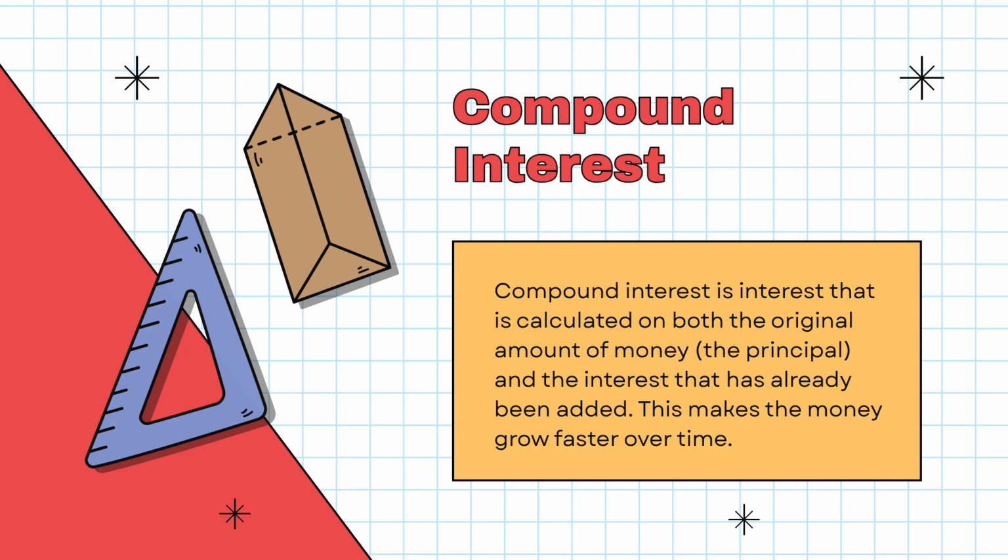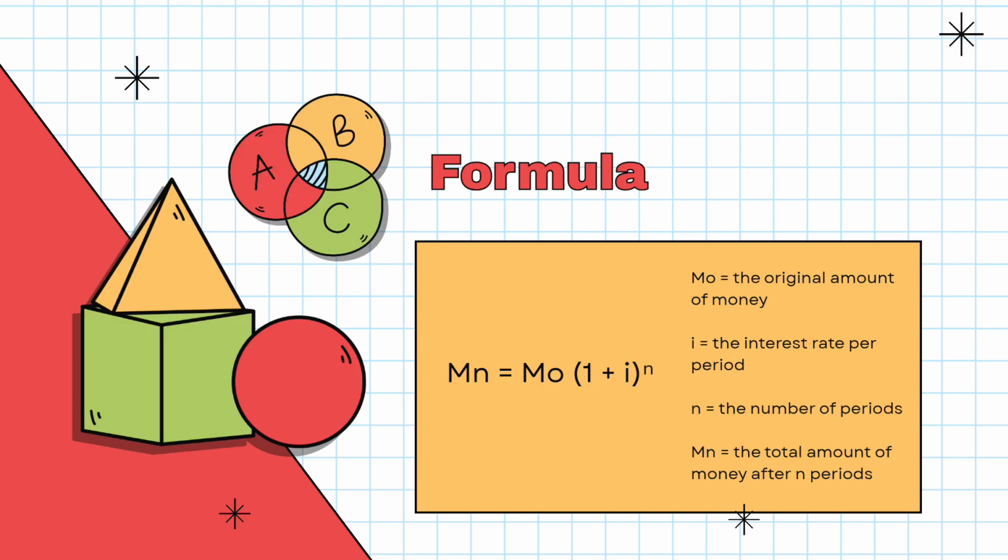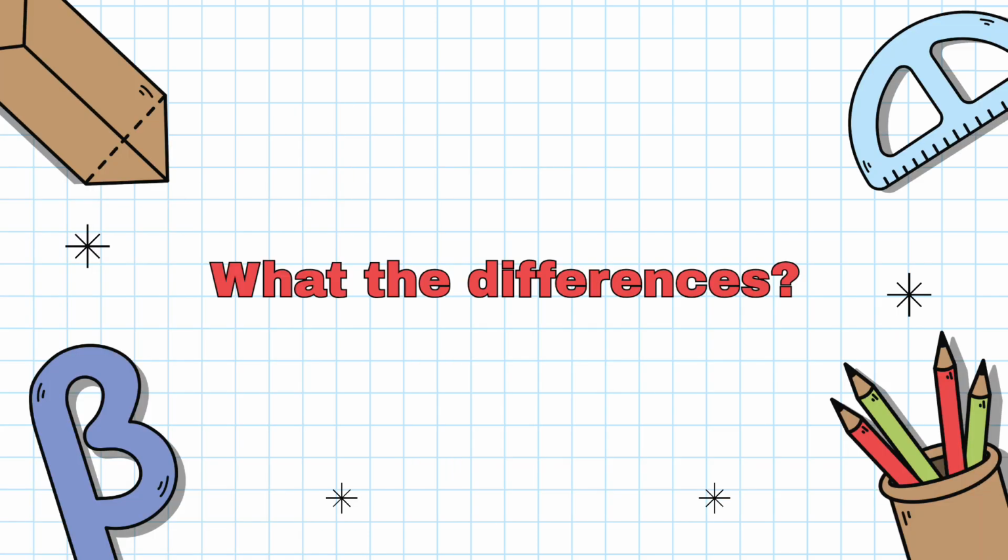The second one is compound interest. Compound interest is interest that is calculated on both the original amount of money and the money that has already been added. This makes the money grow faster over time. And the formula is Mn equals Mo times (1 plus I) to the power of n.